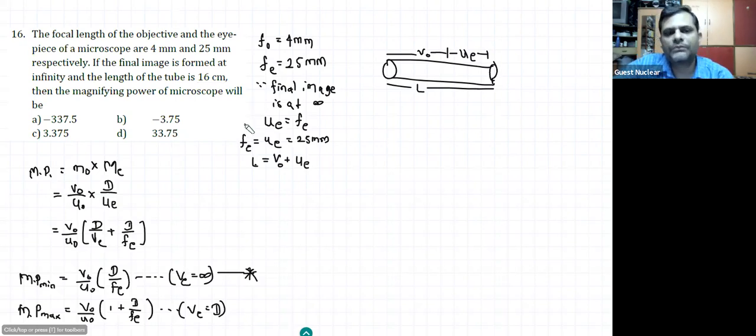So either we have to convert both of them in millimeter or both of them in centimeter. It will be better if you just keep it in millimeter. So length of this microscope will be actually 160 millimeter. 16 centimeter मतलब 160 millimeter हो गया वो, और that is equal to VO plus UE, which is only 25 millimeter. So if we take this 25 on that side, then we get 160 minus 25 is going to be VO actually. So VO is obtained to be, 160 minus 25, actually it comes out to be 135. Check.